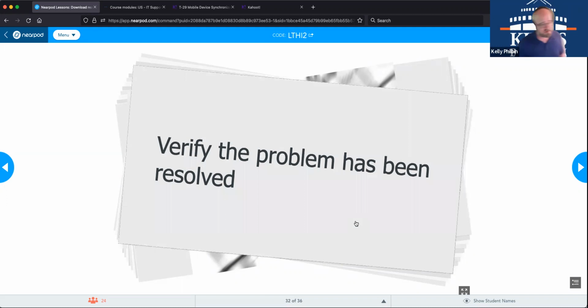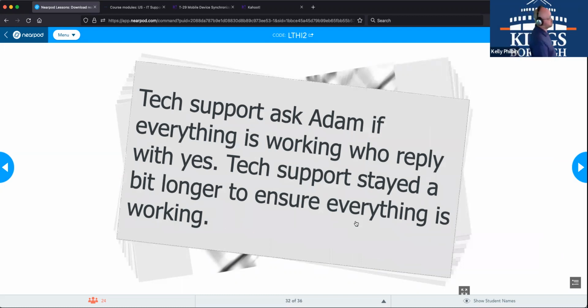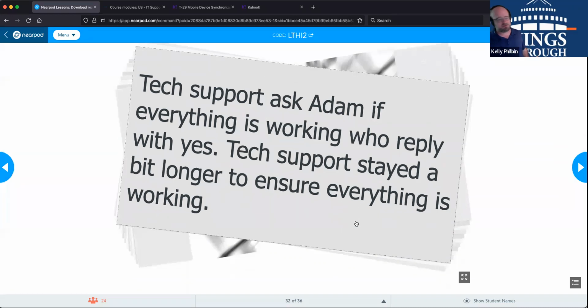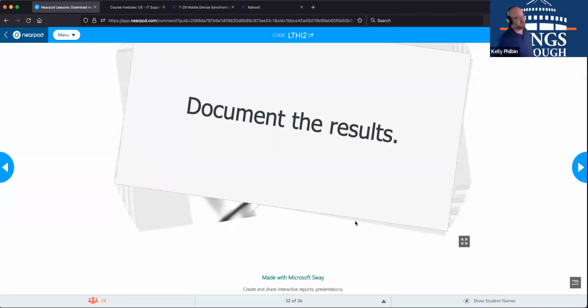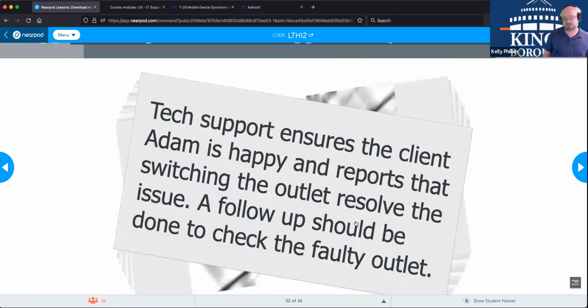Verify it's been resolved. Now that he's powered up, make sure you can get everything open and running. Everything is running good. So ask Adam, is everything working well? He replies with yes. Tech support says, stay just a bit longer to ensure everything is able to open. And then you would document your results by putting it into your ticket system.